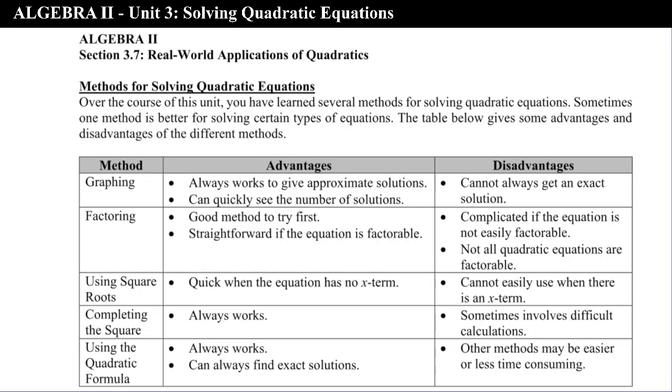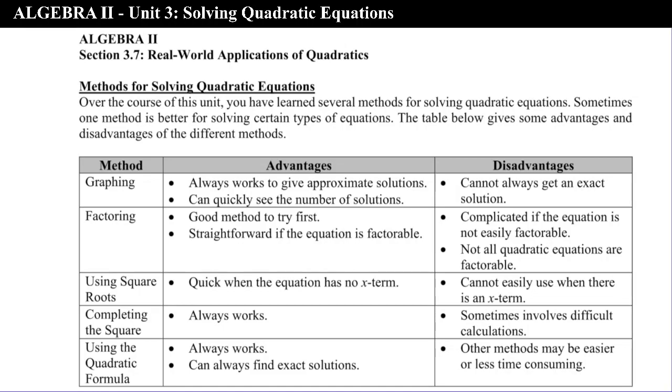But then if you don't have a perfect square, if you don't have something that's already set up that way, you have to look to see if you have a perfect square trinomial. In that case, you have to factor first and then complete the square if it's not a perfect square trinomial. So completing the square is good, but sometimes that also can involve difficult calculations because you're working with big numbers. So that brings us to the quadratic formula.